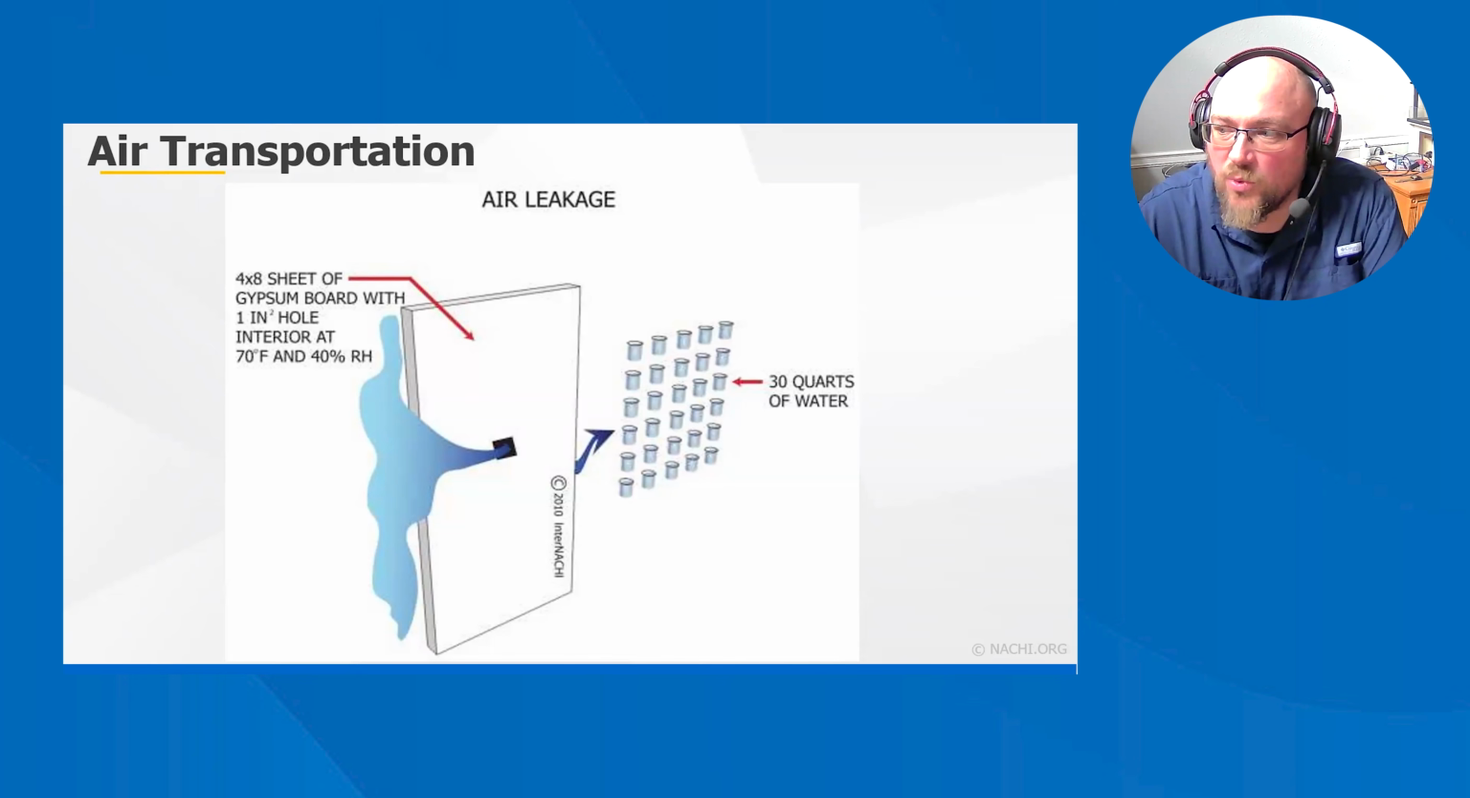The illustration shows a wall with a hole in it. Significantly more water vapor travels through a wall by air leakage than by diffusion. The arrow represents air leakage through a 1-inch hole. About 30 quarts of water can travel through a wall during a heating season. As inspectors, we need to look for air leakage through holes.